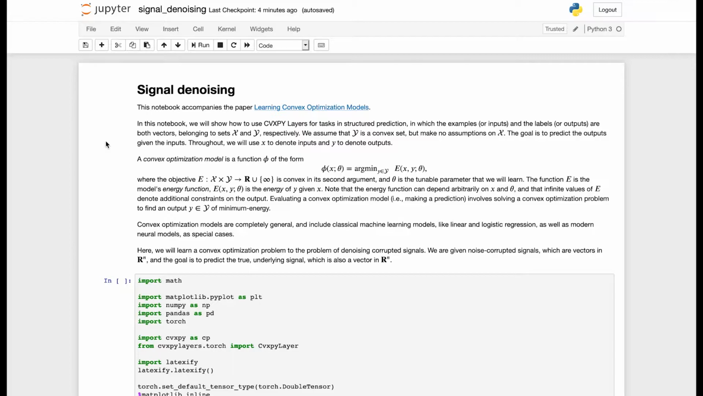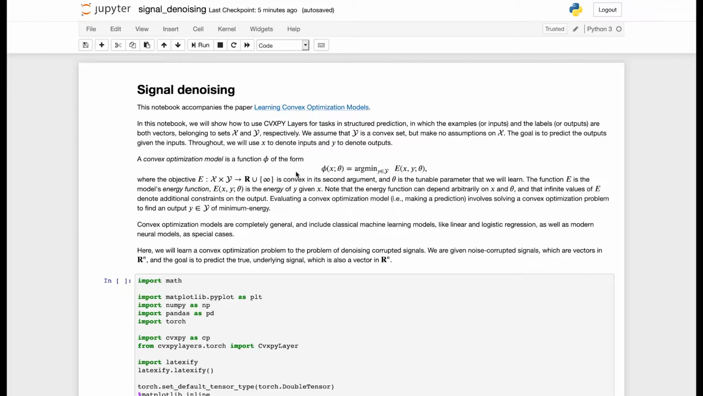And the goal, like in all of machine learning, is going to be to predict the outputs given the inputs. Specifically, we're going to be using CVXPy layers, with a machine learning model that takes the form of a convex optimization model, or a convex optimization problem. A convex optimization model is a function phi, which represents an argmin optimization problem. So it's written out here.